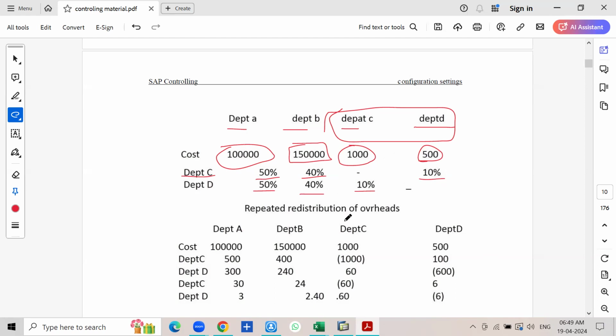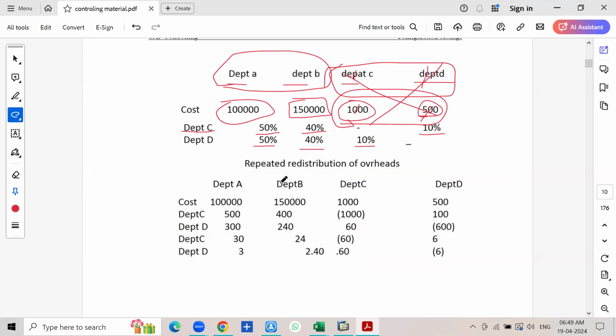Okay. Now, how is this allocated? There is one functionality which is called repeated redistribution of overheads. Why are they called overheads? This is the direct expenditure for Department A, Department C, and this is the direct expenditure for Department D, right? We are allocating the cost of Department C and Department D to Department A and Department B. So from the perspective of Department A and Department B, the cost of Department C and Department D are indirect cost. Indirect cost means overheads, right? That's why this is called repeated redistribution of overheads.